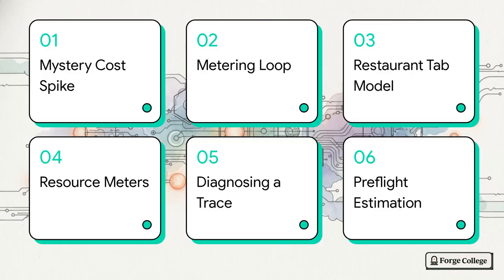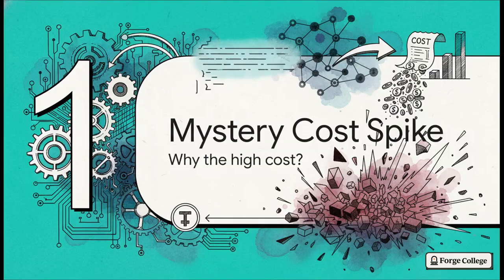Okay, let's quickly run through today's menu. We'll start by unpacking the mystery of unexpected cost spikes. Then we'll look inside the metering loop, introduce the restaurant tab mental model, check out the specific resource meters, diagnose a real execution trace, and finally, we'll cover pre-flight estimation. So let's jump right into Section 1, the mystery cost spike.